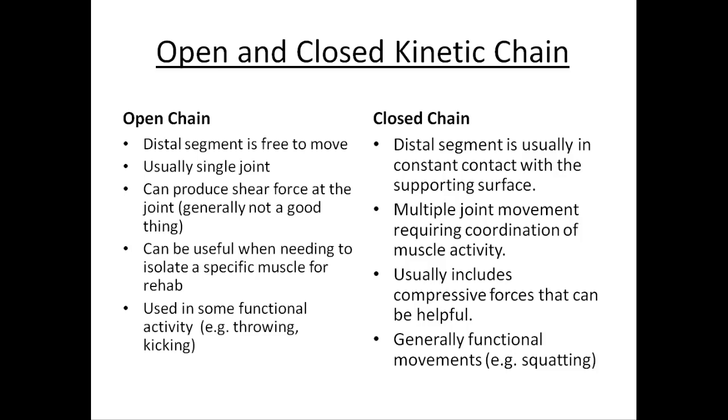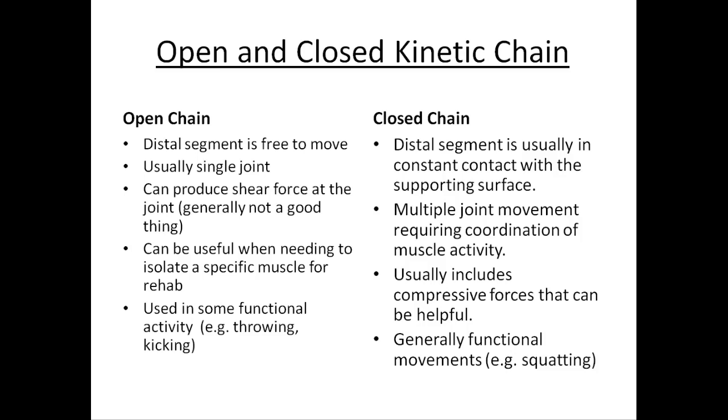So open and closed chain exercises. An open chain is where the distal segment is free to move. Imagine kicking a football or throwing a ball. These are examples of open chain exercises. There can be a single joint, such as knee extension, and that's going to produce shear at the joint. We want to really reduce the amount of shear that we have at joints, unless it's going to be specifically useful. So you might need to strengthen a muscle in isolation for the purposes of rehabilitation.